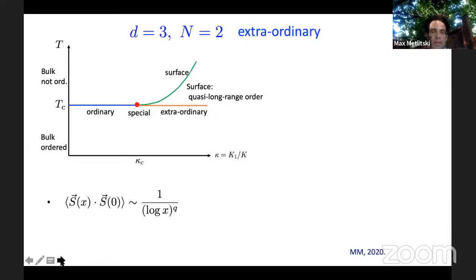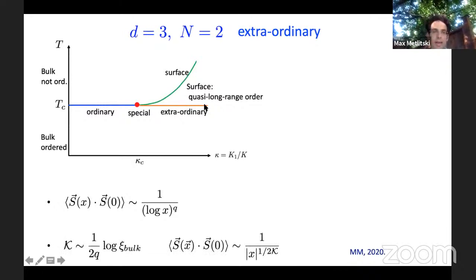Instead, what happens is that at this extraordinary line, for xy spins, the 2-point function of spins on the boundary behaves in the following way: it falls off as a power of the logarithm of the separation of the two spins, with the power q being universal. So there is no true long-range order. The two-point function goes to 0 at large separation, but it goes to 0 extremely slowly.